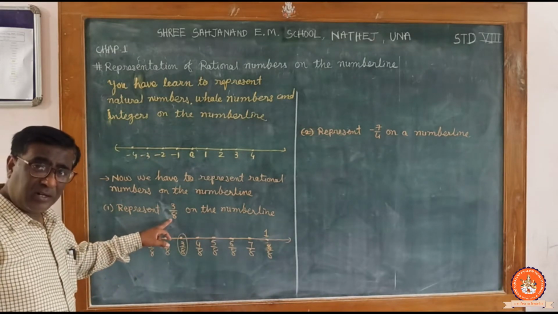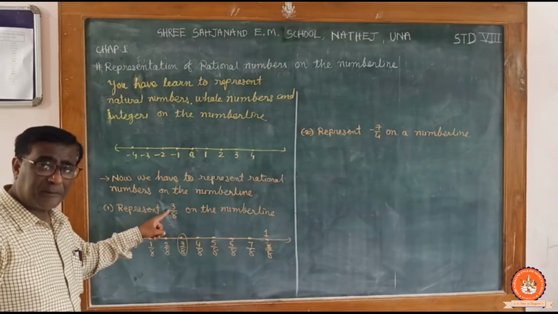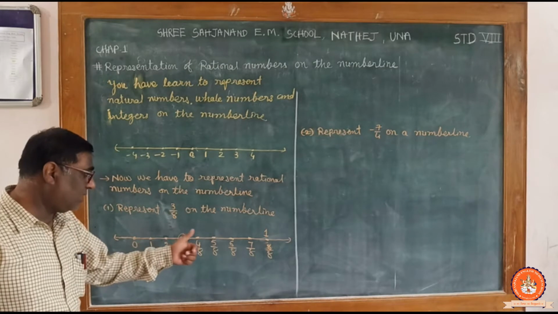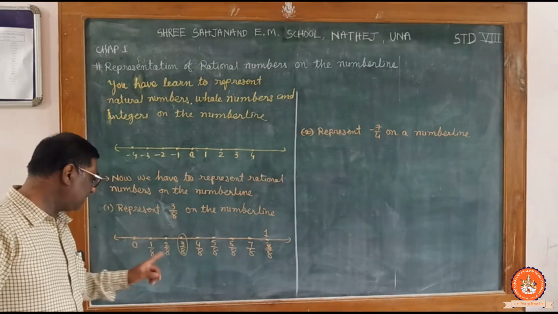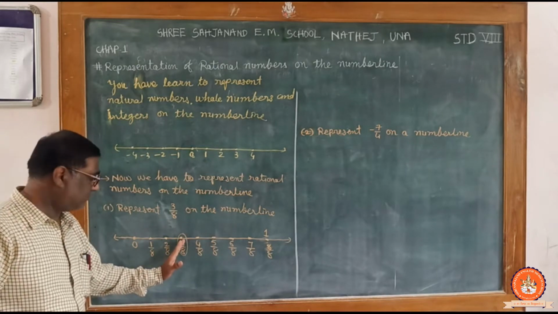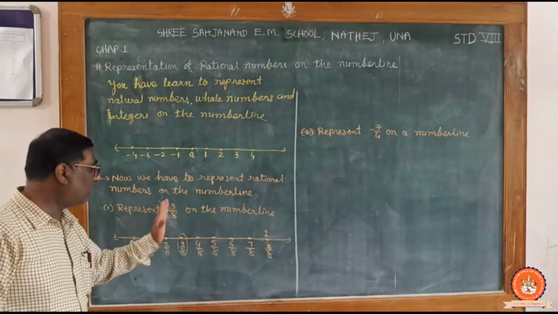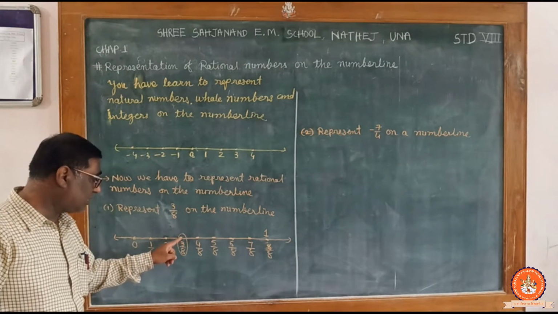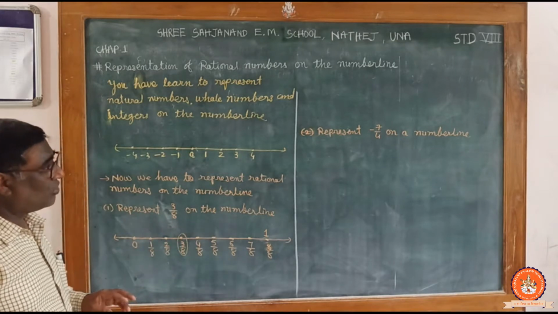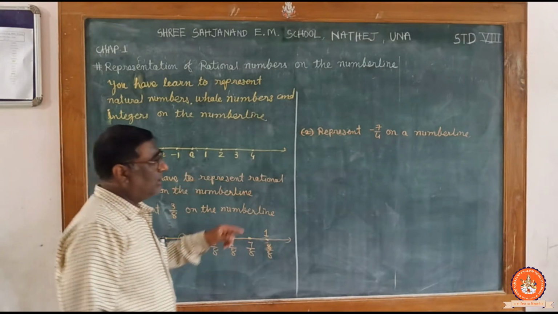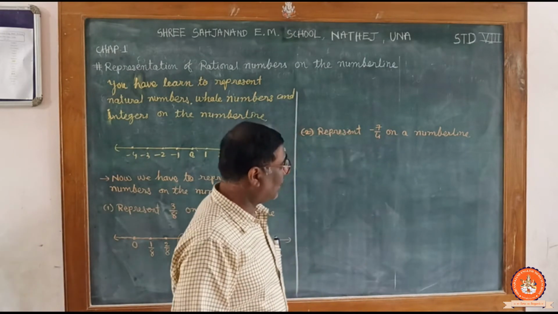So this is how you can represent the given number. Looking at the denominator, divide the unit. It's the first unit. The distance between 0 and 1 is to be divided into 8 equal parts, and the third of them, numerator being 3, this point will represent the number 3 by 8. Okay. Now second one. Represent minus 7 by 4 on the number line.